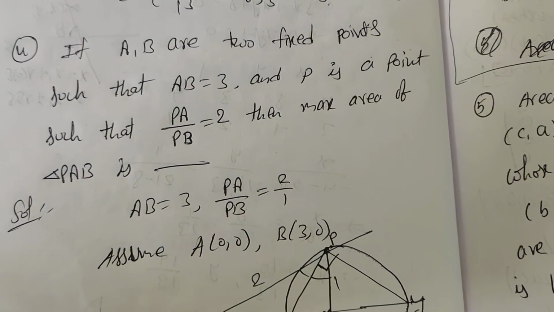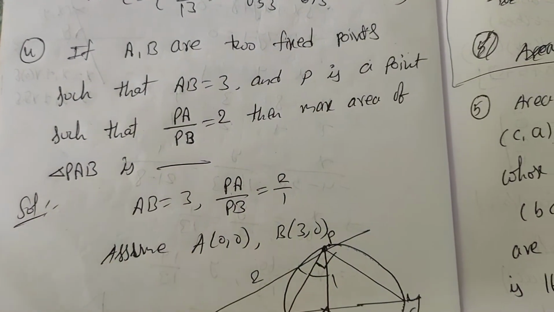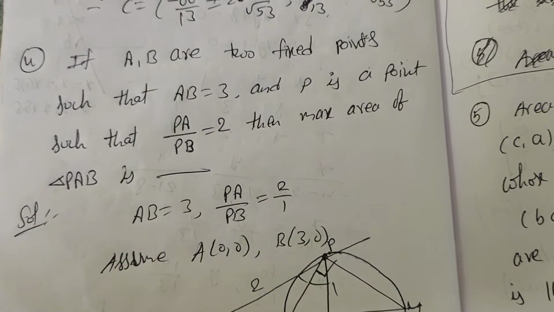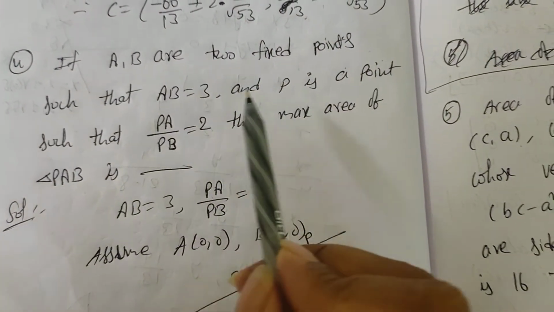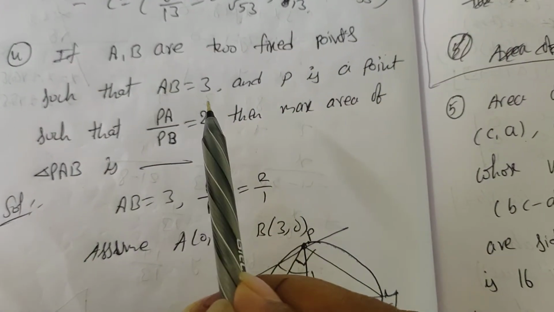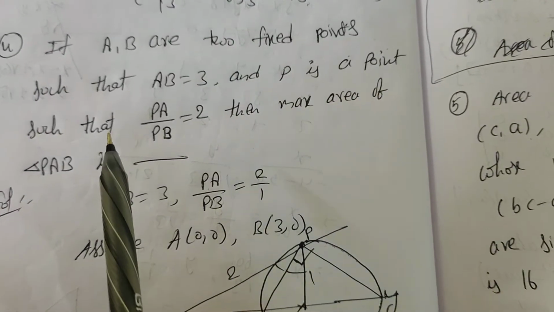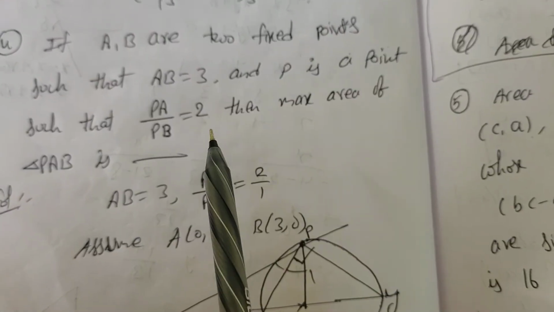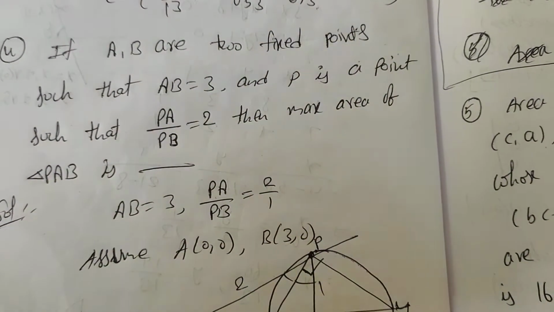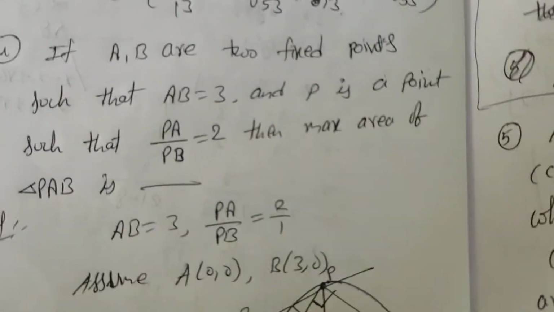Good morning, students. We're going to discuss the fourth problem in conceptual questions. If A, B are two fixed points such that AB is equal to 3 and P is a point such that PA by PB is equal to 2, then the maximum area of triangle PAB is.